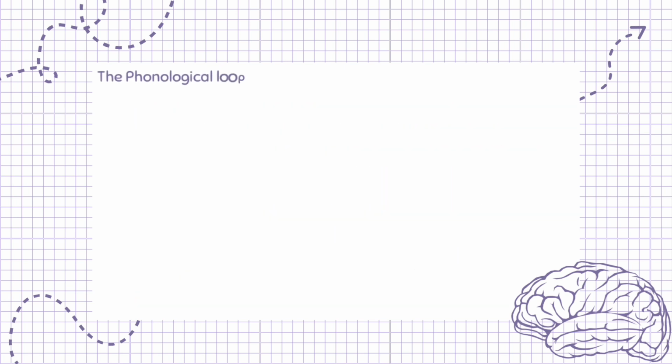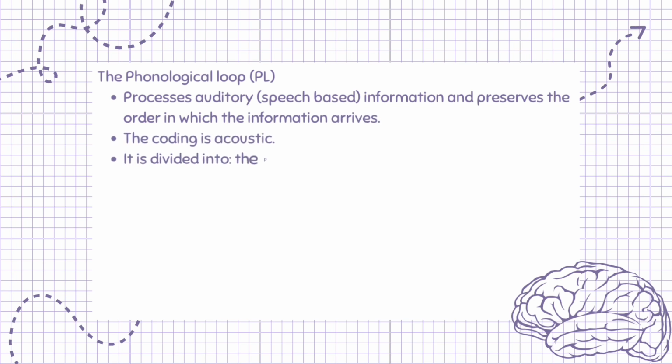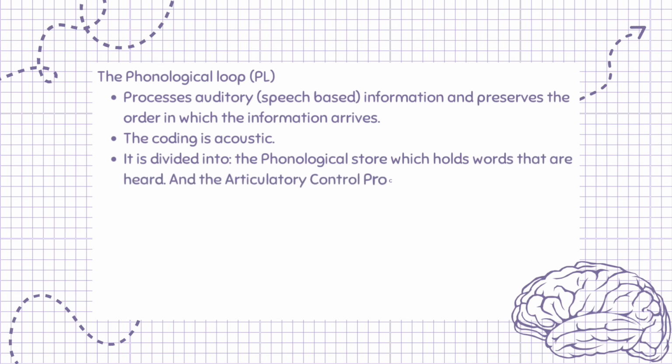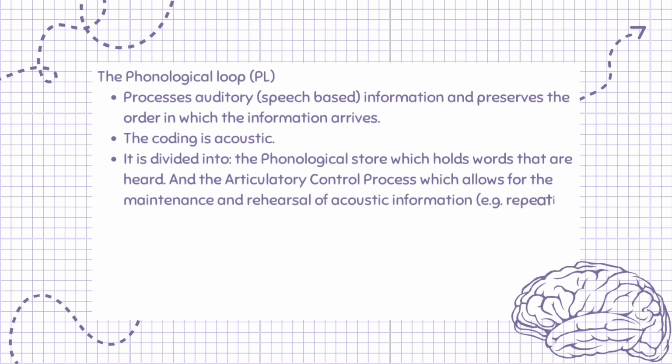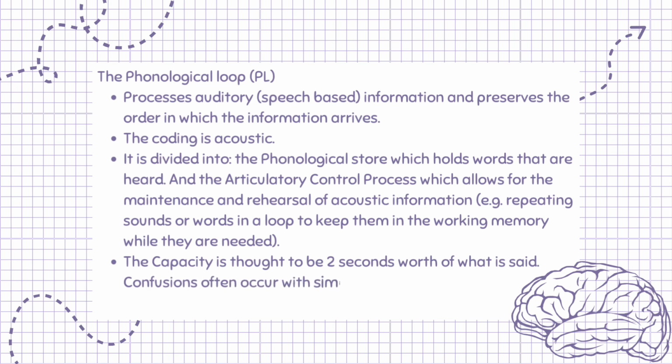The phonological loop, PL, processes auditory, speech-based, information and preserves the order in which the information arrives. The coding is acoustic. It is divided into the phonological store, which holds words that are heard, and the articulatory control process, which allows for the maintenance and rehearsal of acoustic information, repeating sounds or words in a loop to keep them in the working memory while they are needed. The capacity is thought to be 2 seconds worth of what is said. Confusions often occur with similar sounding words as it is an acoustic store.